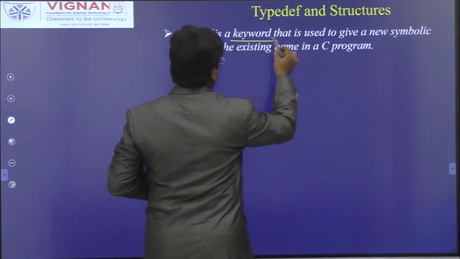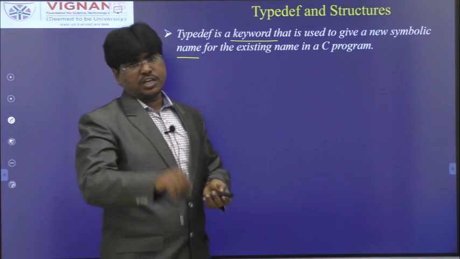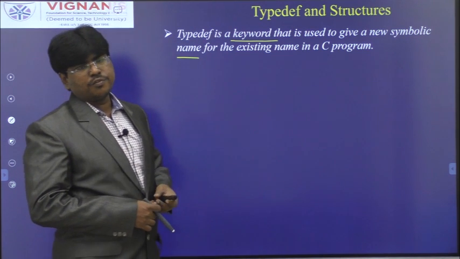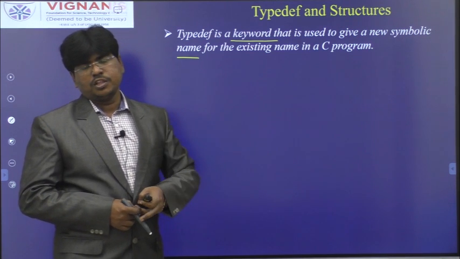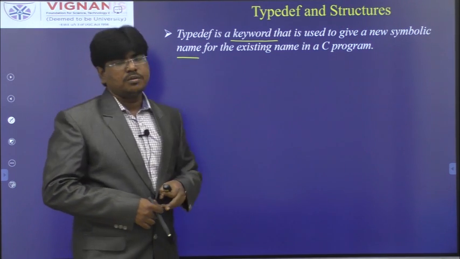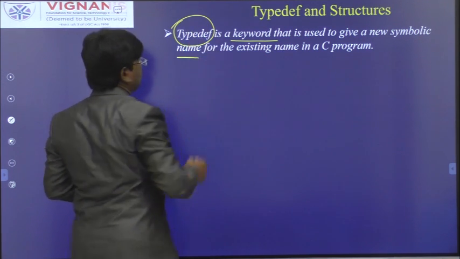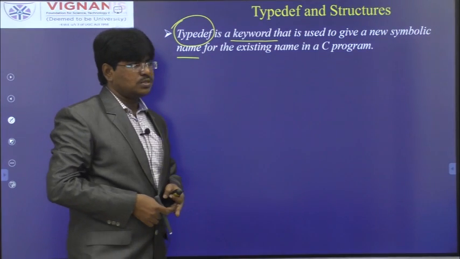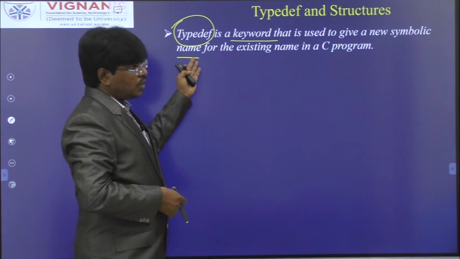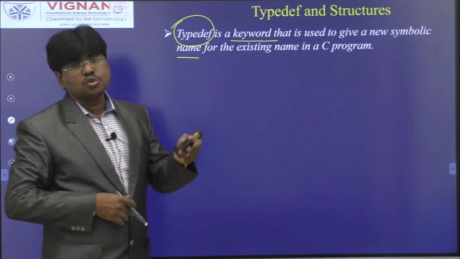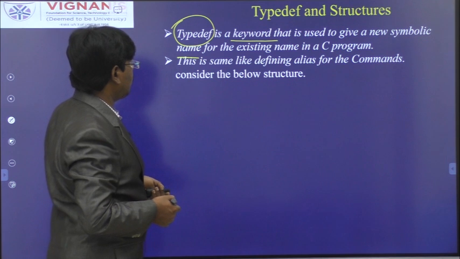typedef is a keyword that is used to give a new symbolic name or alias name for existing names. Not only for structure variables, if you want to change the name of anything, we can use typedef before that. So typedef indicates that we are going to give some symbolic name for an existing name in the C program. Whenever you use typedef, that alias name will be used throughout the program. You can understand better with the example program. This is the same as defining an alias for commands.